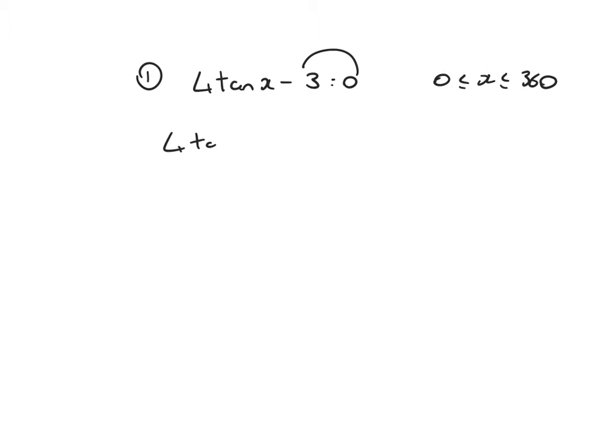Okay, we're going to look at some simple trig equations, starting with 4 tan x minus 3 is equal to 0, and we're looking for solutions that lie between 0 and 360 degrees. So it's a National 5 type question to get started. So it's 4 tan x equal to 3 and tan x is equal to 3 over 4.